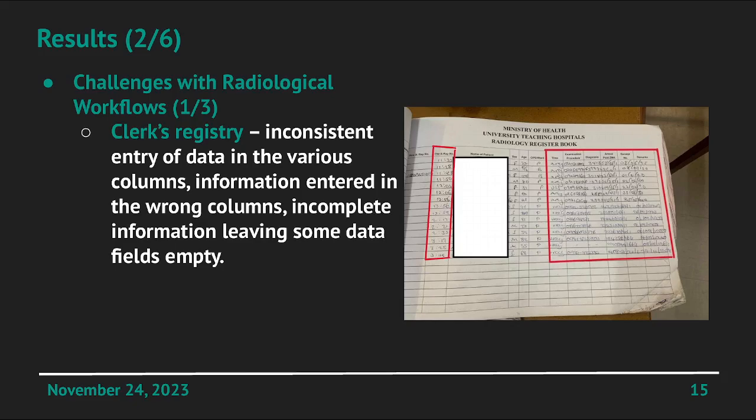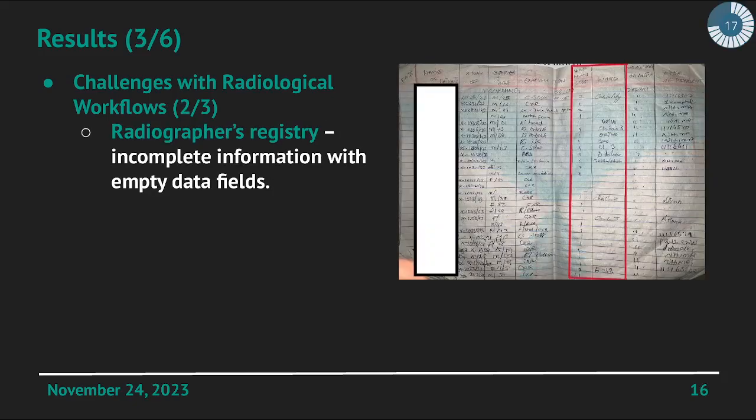Beginning with the clerks' registry, we discovered inconsistency in the entry of data in various columns: information entered in the wrong columns, incomplete information, and some data fields left empty. The same was observed with the radiographer's registry, where we found incomplete information with empty data fields, as illustrated in this image.